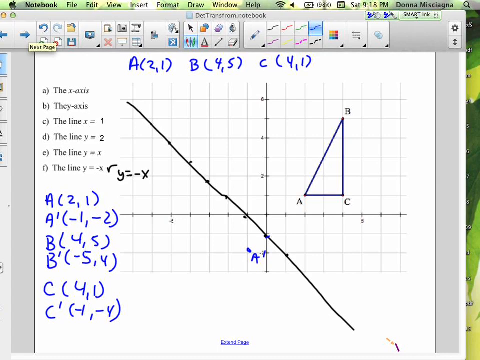B prime is -5, -4. So 1, 2, 3, 4, 5. 1, 2, 3, 4. Wait. Both going to be the opposite. So I had to leave that one off. If you make that mistake, it's really clear you're not reflecting over the line of reflection. I think it's right over here. I hope you see this better than I can see it. There's B prime. No, I counted too far. 1, 2, 3, 4. That looks better, I think.